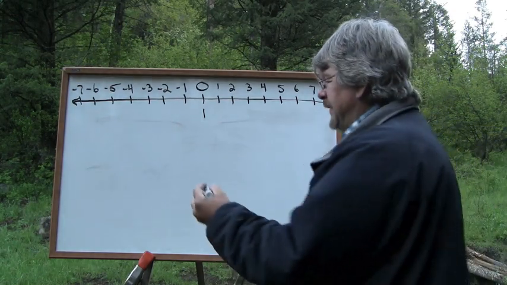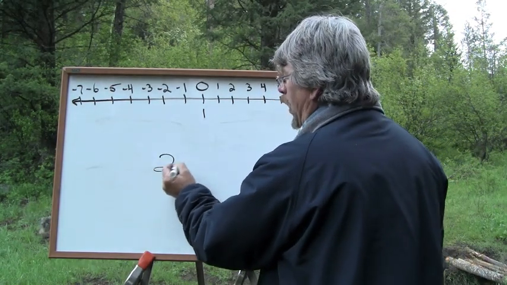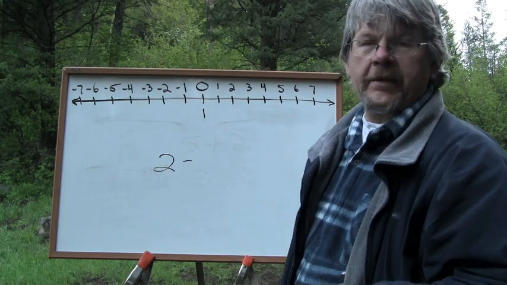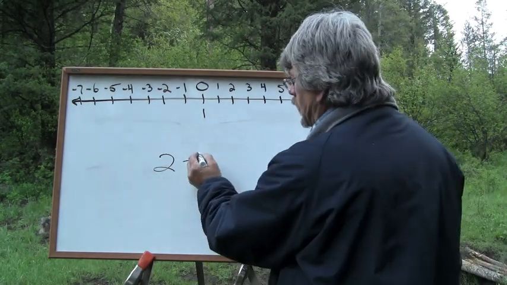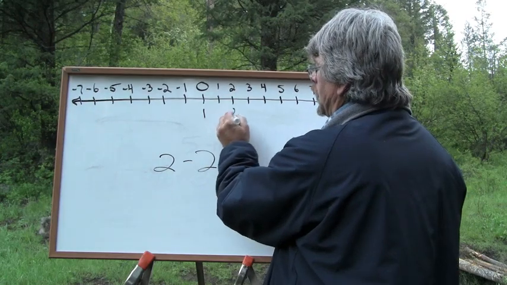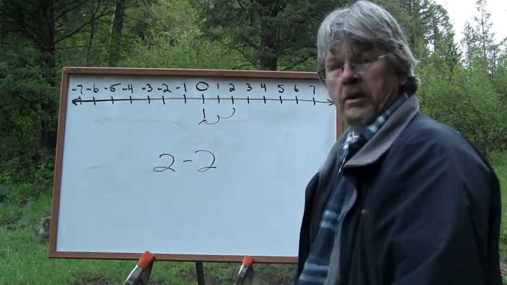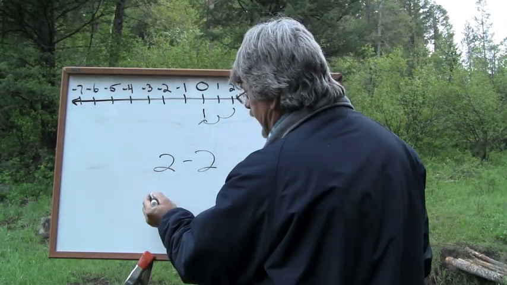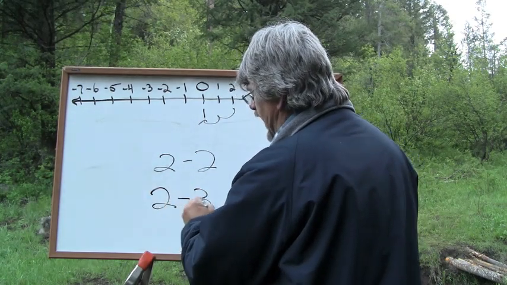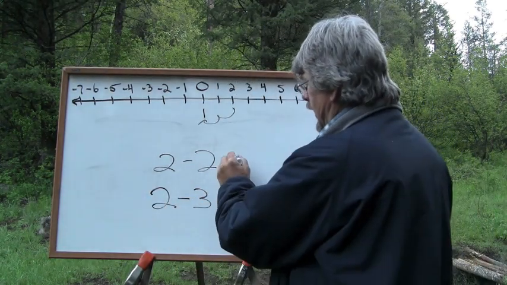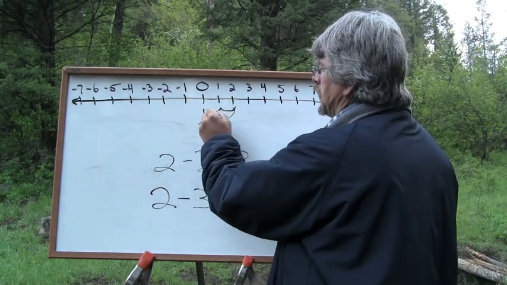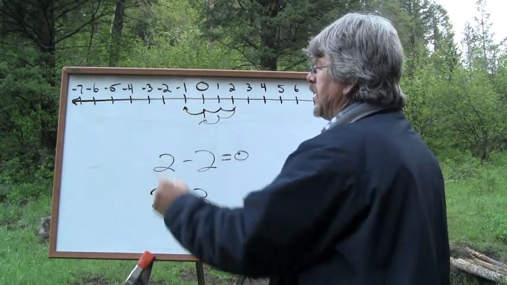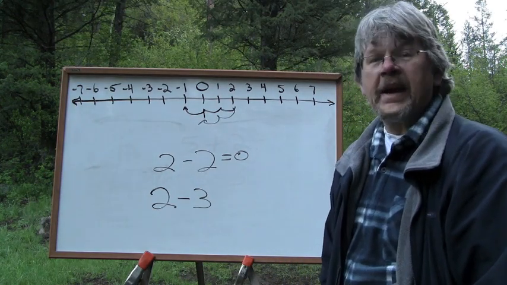We have the idea now, because we understand the negative numbers as well as positive numbers. 2 minus 2, we start at 2, we're going to go down to 0. But now we also have this idea of 2 minus 3, right? You begin at 2 and you go 1, 2, 3, and you end up in the negative.